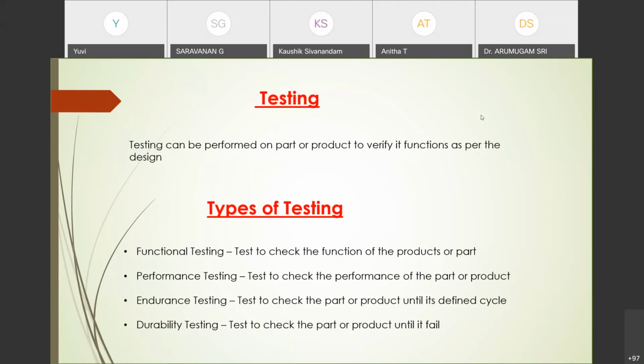The second one is the performance test. A performance test is a test to check the performance of a part or product. Again, we will consider the pen as an example. Here we need to check the performance of the pen. So what is the performance of the pen?